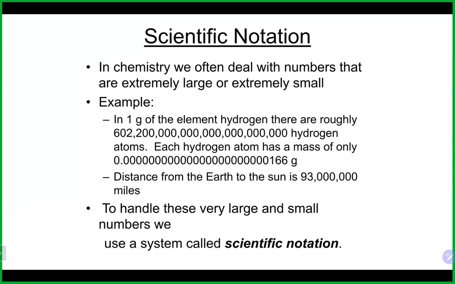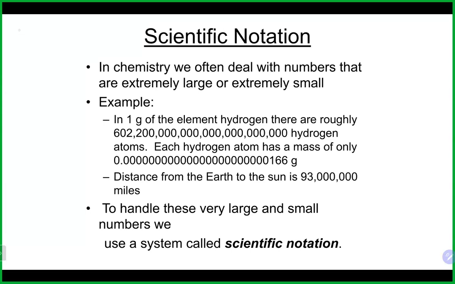A lot of times numbers have a lot of zeros. For example, 1 gram of hydrogen is 602.2 followed by a lot of zeros of hydrogen atoms, and it has a mass of 0.000 and a bunch of zeros and 166. So clearly, if you're trying to do calculations with those, there's a fairly good chance you're going to lose some zeros along the way or miscount some zeros. So to handle these, we use scientific notation.